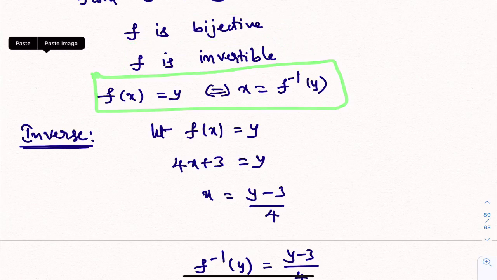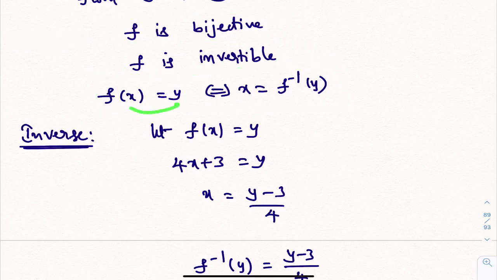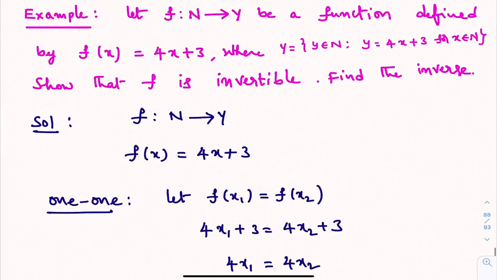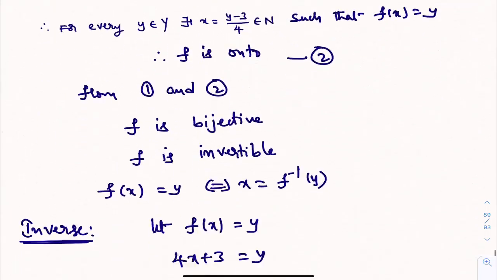Whenever f of x equal to y, then x equal to f inverse of y. Now, they are asking to show that this function is invertible. I showed that this function is invertible. Now they are asking to find its inverse.